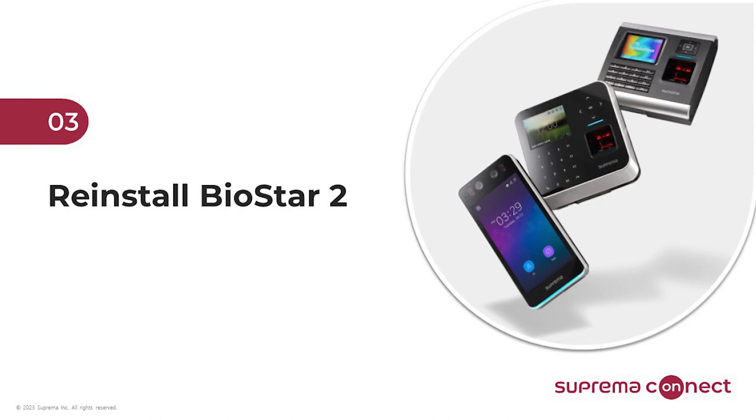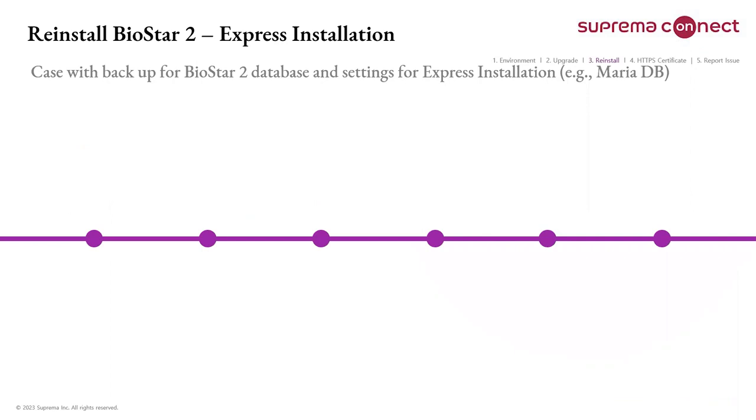In particular, since BioStar 2.8.0 database encryption was added, the importance of following the correct reinstallation method has increased. Today, we will see how to reinstall the BioStar 2 server through 3 sample cases. The first case is when MariaDB is used for Express installation, and there is a backup database and essential configuration files on the site that were used previously. This case proceeds in a total of 6 steps.